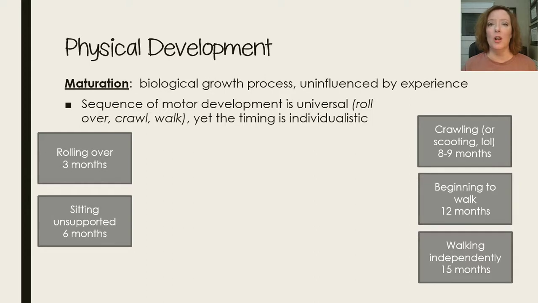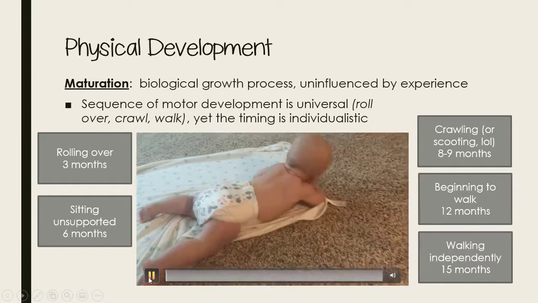rather universal. Sometimes the timing is just a little bit off depending on social norms, but usually a baby will roll over before they crawl, they'll crawl before they walk before they run. And again, the timing can be very individualistic to the infant that we're talking about, but also sometimes societal norms can influence this sequence timing just a little bit. So usually a baby will roll over independently at about 3 months.